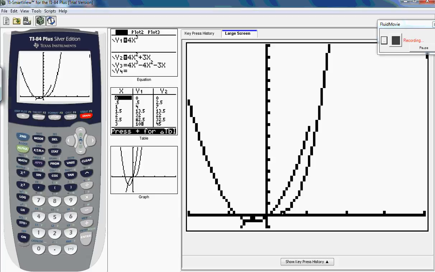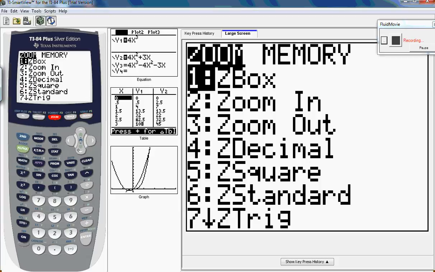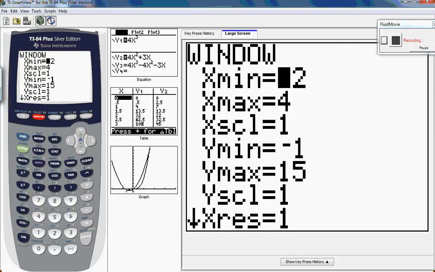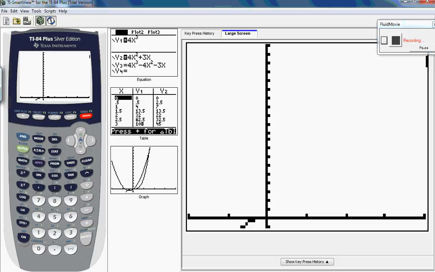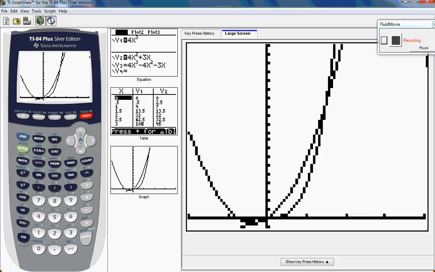So here it comes down, 1, 2, 3. Looks like our third intersection. I don't know if we'll be able to pick a left bound there. So what I'll do, window, let's go to that y max. Let's go all the way up to 20. Let's take a look at it one more time. Okay, there's the cubic. Here comes the quadratic, 1, 2, 3.